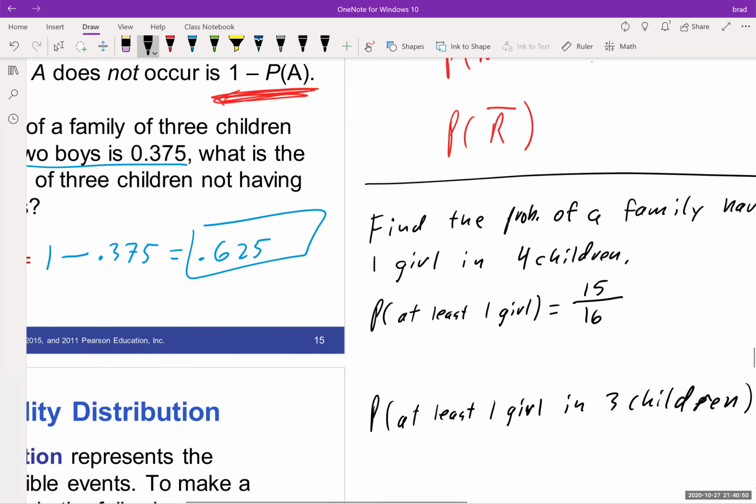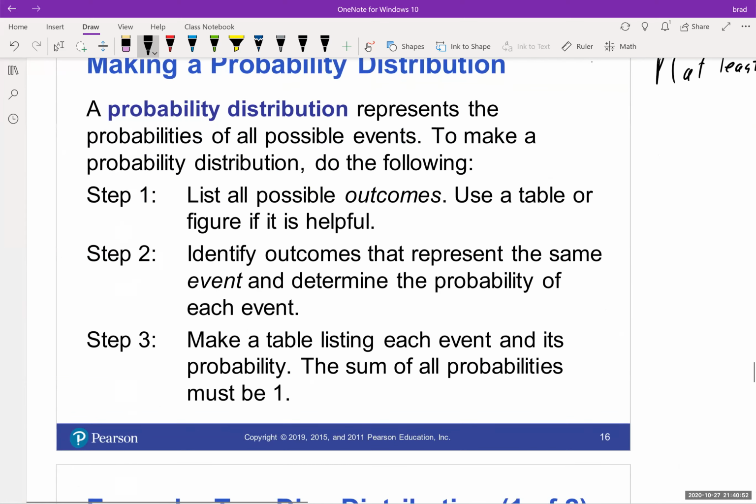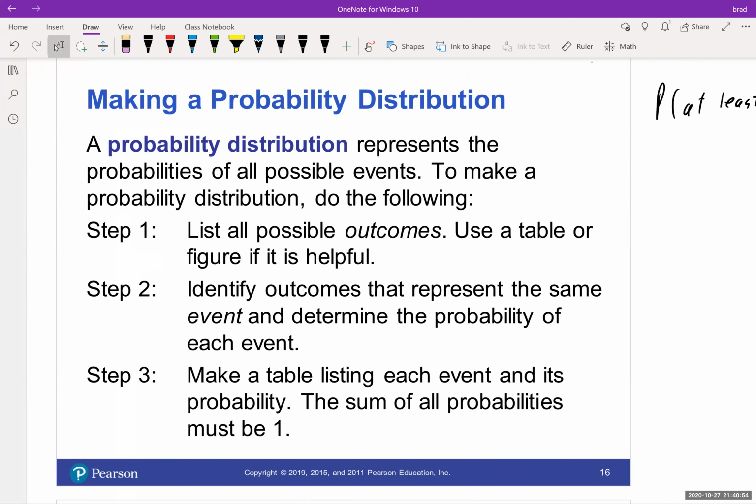So that makes it kind of nice for that one. A probability distribution represents the probabilities of all possible events. To make a probability distribution, do the following: list all the possible outcomes, use a table or figure if it is helpful, identify the outcomes that represent the same event and determine the probability of each event, and make a table listing each event and the probabilities. The sum of the probabilities must equal 1.